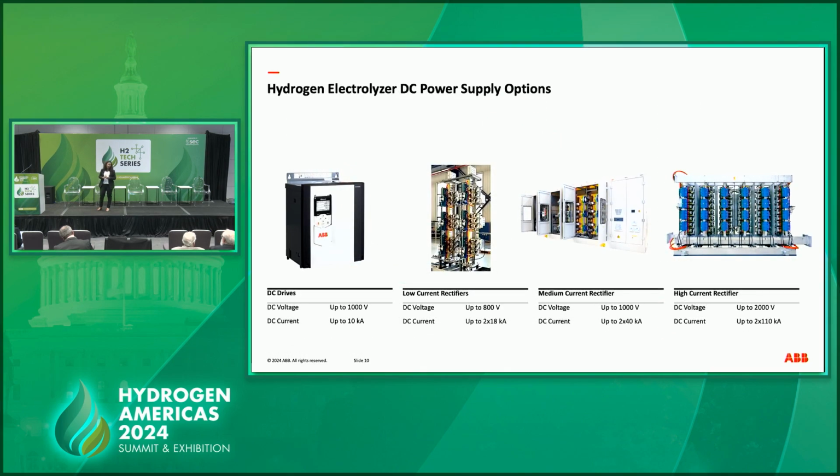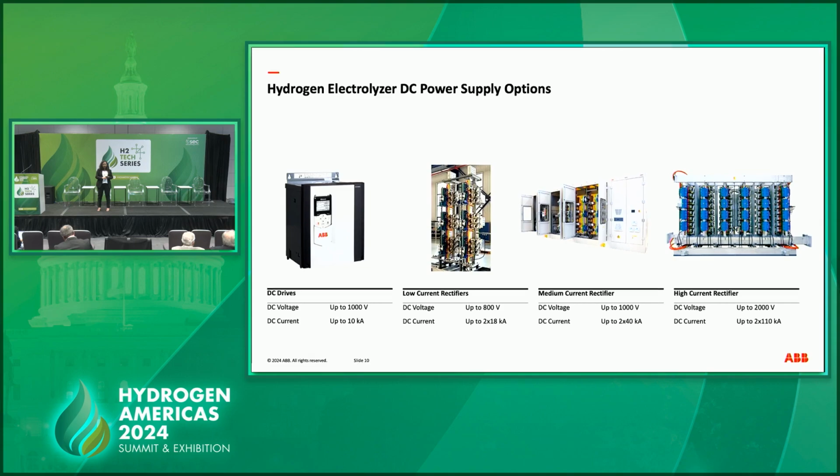So these are the DC power supply options available in the market and what ABB has. We have DC drives which are, let's say, IGBT, the thyristor technology, we have the chopper technology, and they go up to 1000 volts and 10 kiloamps. So yeah, I'm pitching big today, but if you're a 100 megawatt plant, we do still have products to cater to that range.